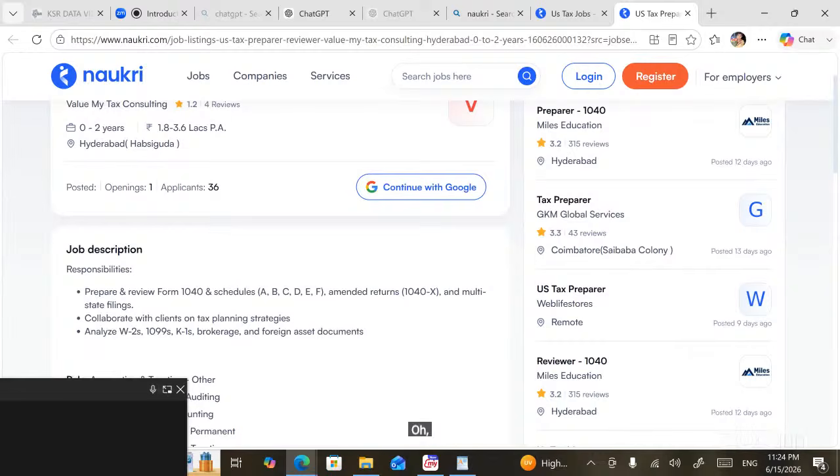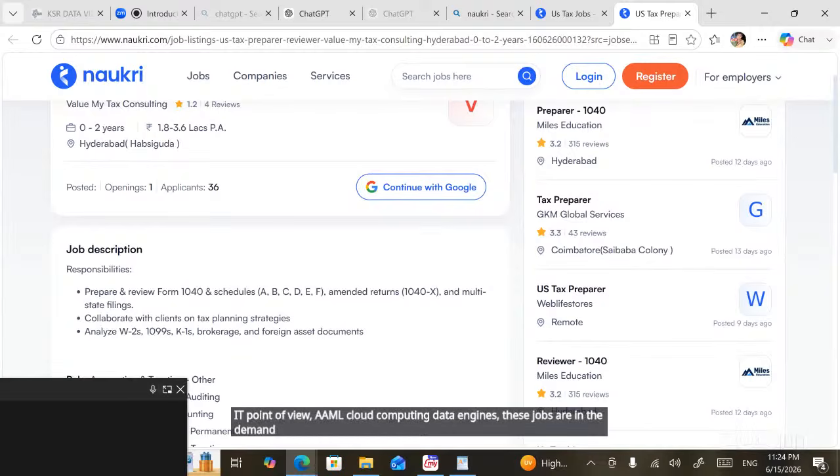From the IT point of view, AML, cloud computing, data engineers, these jobs are in demand, sir, along with full stack. Full stack will be evergreen. But again, it depends on the skills and capabilities. Here, why are people not getting jobs? Skills matter, sir.